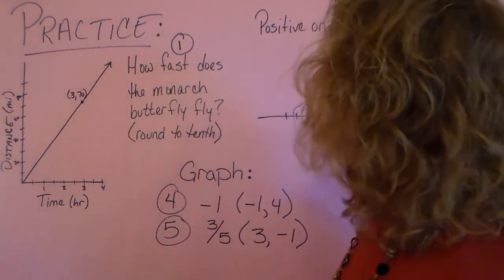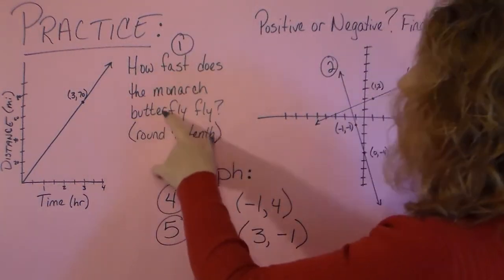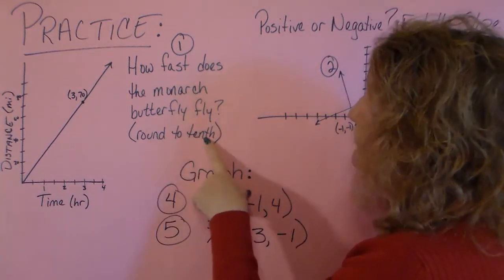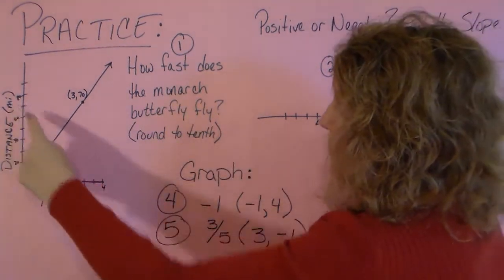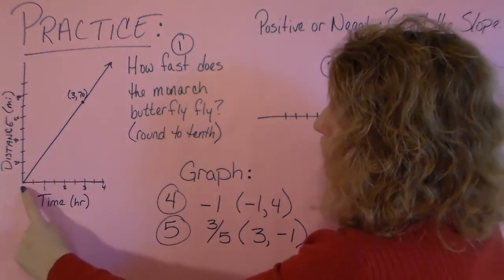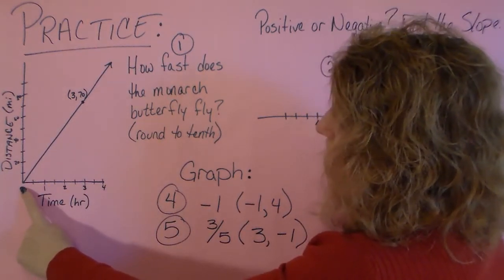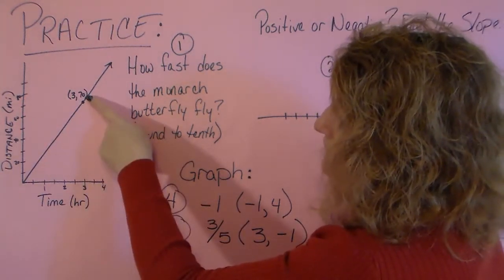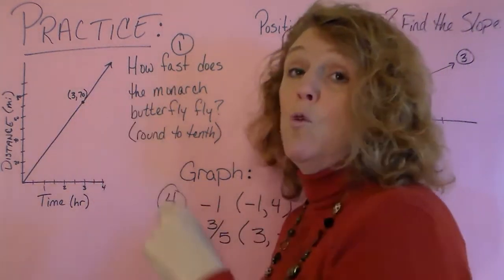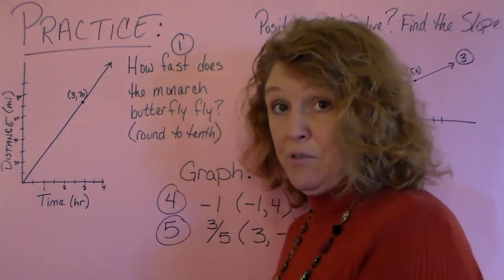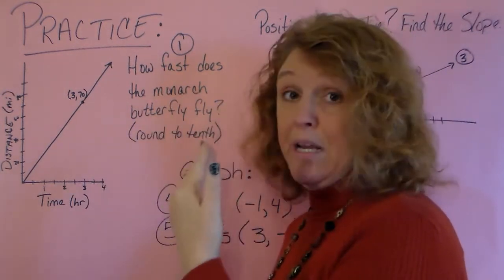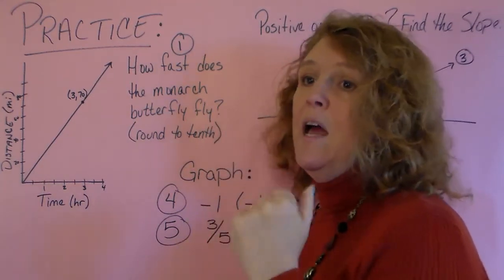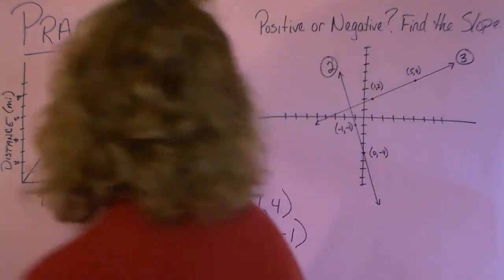Here's some practice for you. Number 1, how fast does the monarch butterfly fly? And here you're going to round to the nearest tenth of a mile per hour. So you start at 0, and after 3 hours, he flies 70 miles. So you're going to write that slope going from 0, 0 to 3, 70. Write the slope, which is rise over run, and reduce it to find the rate.